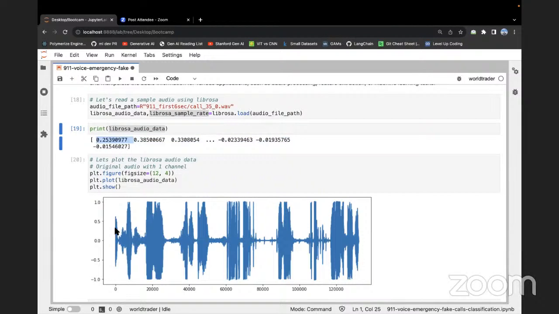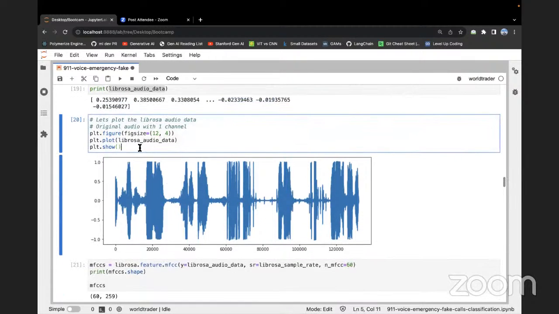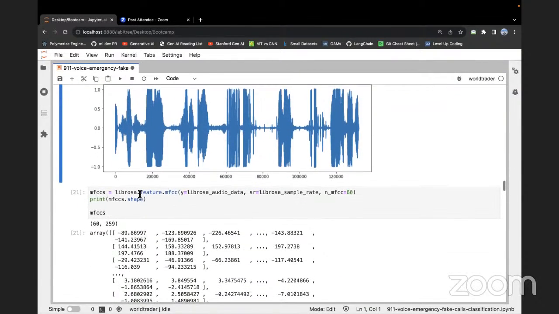0.25 shows how much it goes above zero, and these negative values show the bottom side of things, right? So you can visualize librosa audio data simply like that.